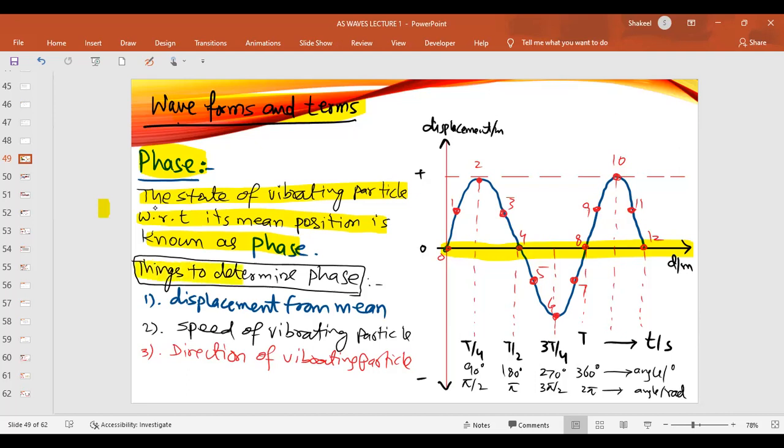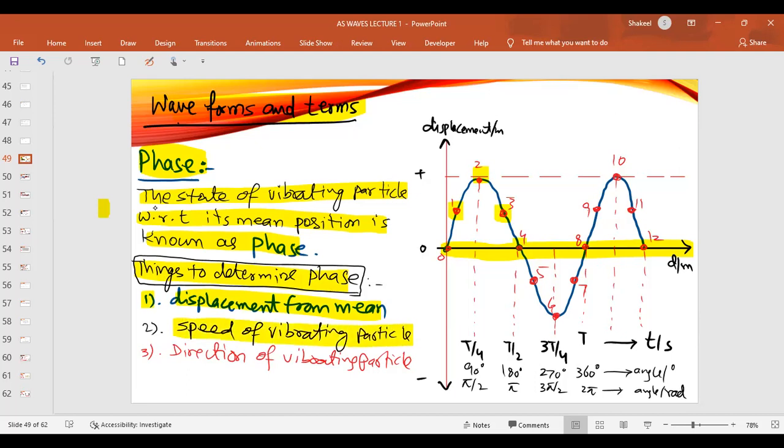So what are the things that can determine phase? There are three things. One is the displacement from the mean position. You can see particle 1, particle 2, particle 3, and particle 4. All these particles are displaced from their mean position except particle 4, and they have different displacements. Only particles 1 and 3 have the same displacement.